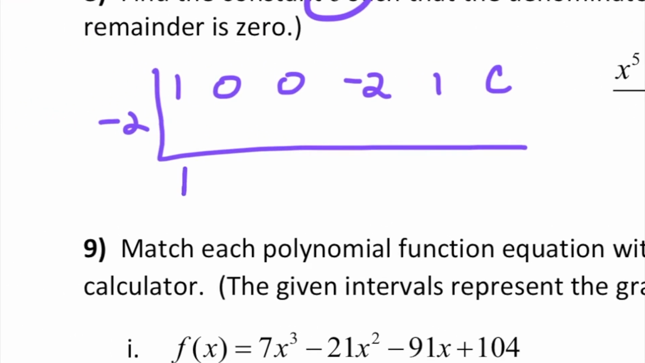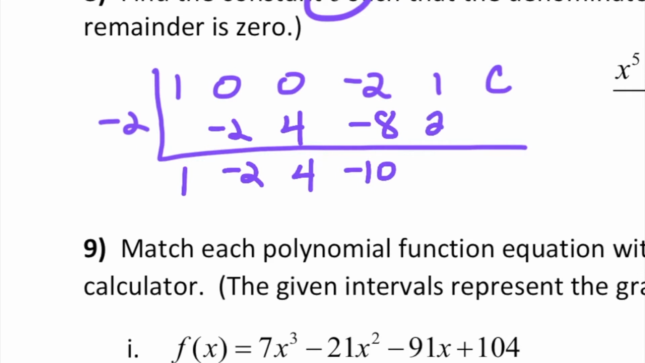Bring down the 1. 1 times negative 2 is negative 2. 0 plus negative 2 is negative 2. Negative 2 times negative 2 is positive 4. 0 plus 4 is 4. 4 times negative 2 is negative 8. Negative 2 plus negative 8 is negative 10. Negative 10 times negative 2 is positive 20. 1 plus 20 is 21. 21 times negative 2 is negative 42.